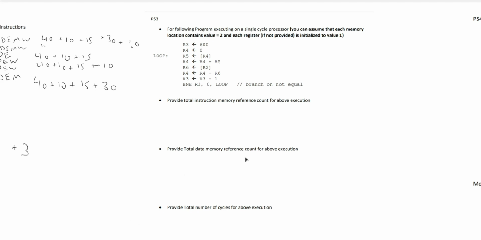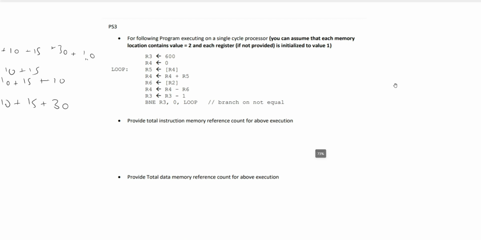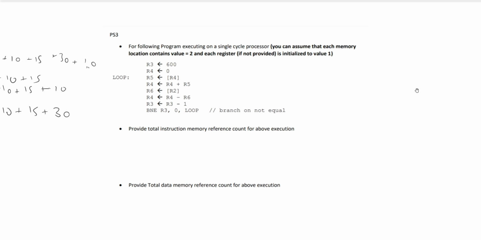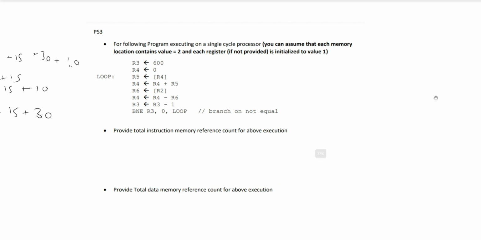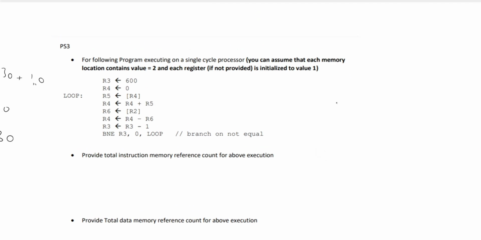Okay, so problem set 3. For the following program, executing on a single cycle processor, assume that each memory location contains value equals 2, and each register, if not provided, is initialized to value 1. Okay. So for this, on the side, I think it's better to just write down that all memory addresses that are not specified have a value of 2, and all registers that aren't specified have a value of 1.